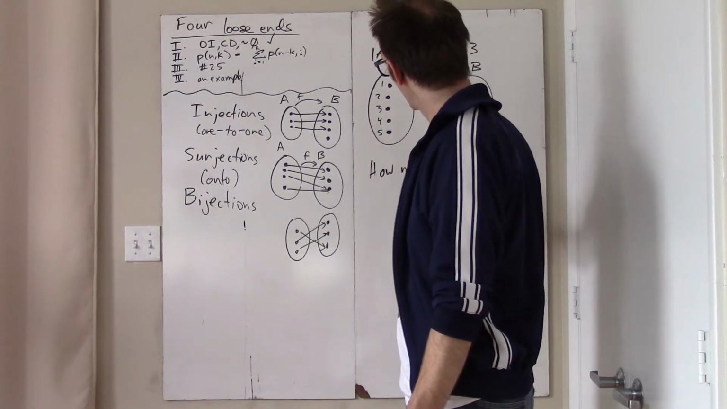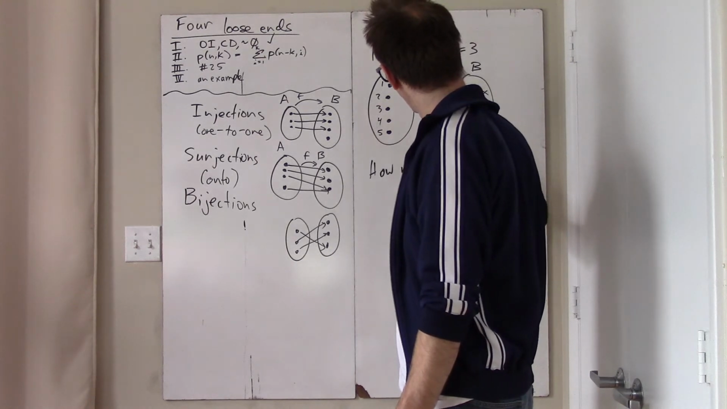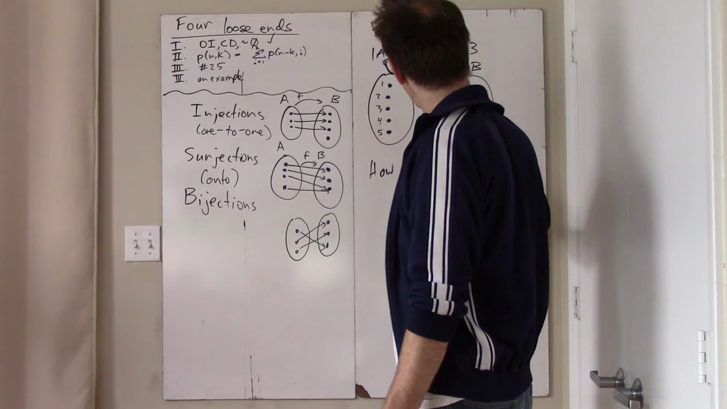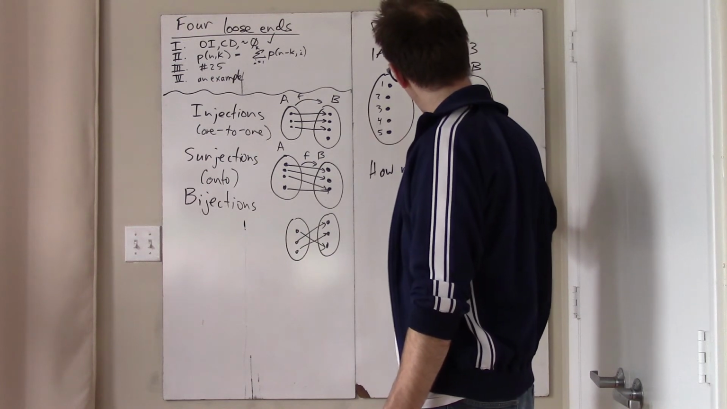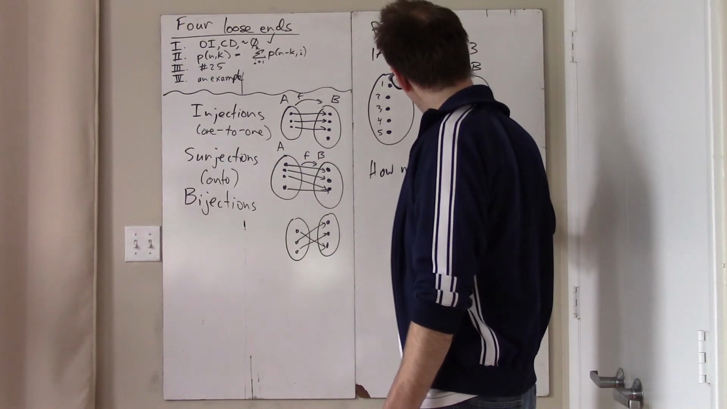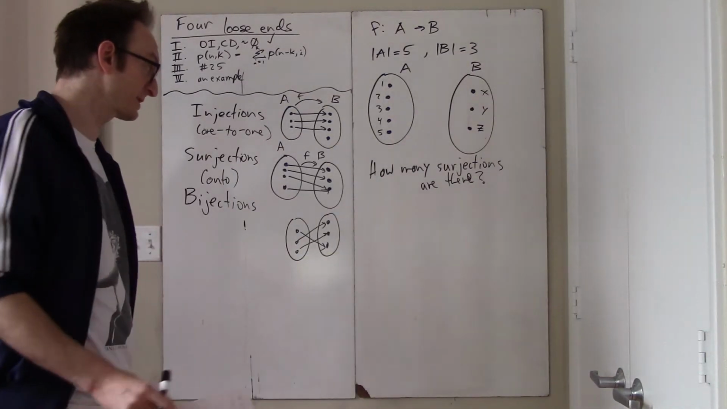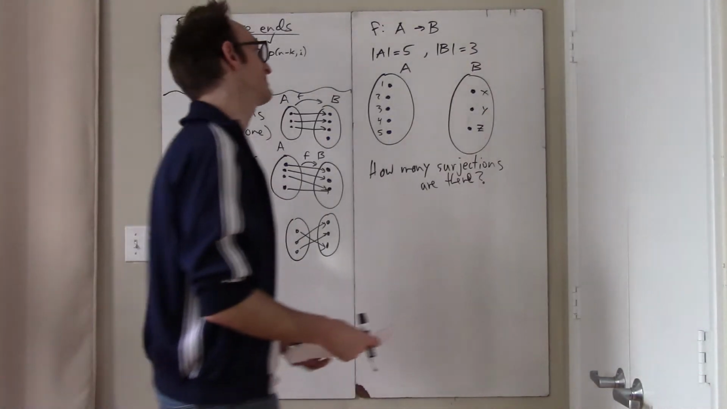But now, the much harder question: how many surjections are there? The answer has something to do with Stirling numbers of the second kind. In fact, it has to do with this new construct that we just learned.